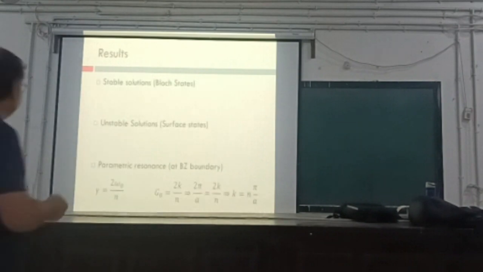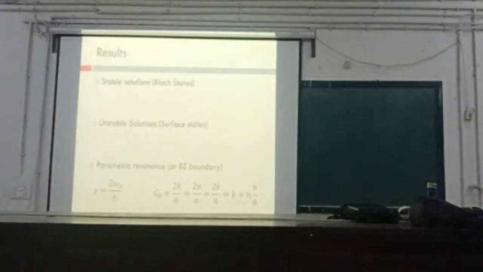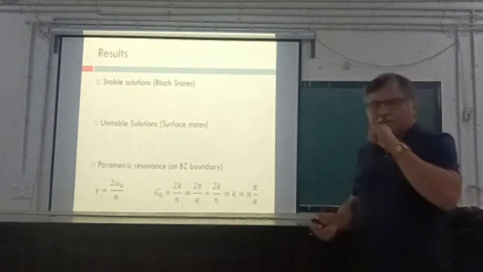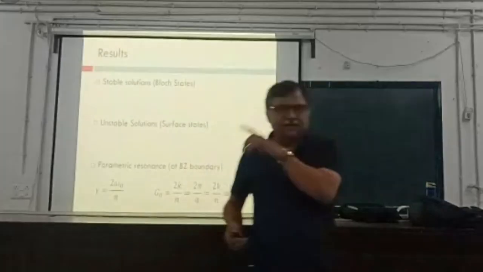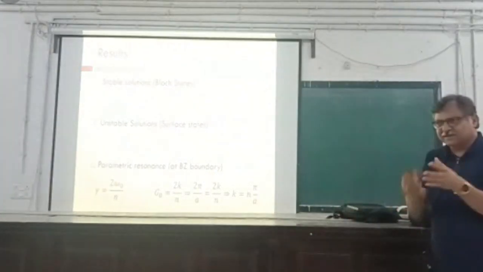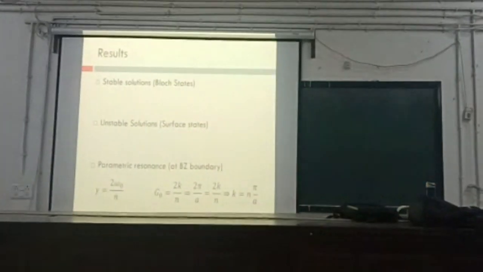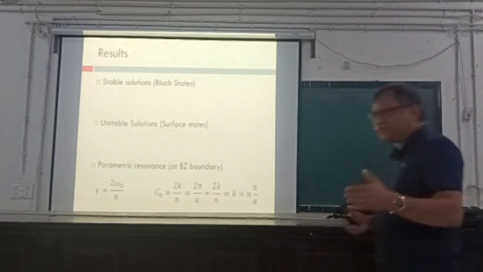I'll show you two different types of solutions. If you just do a little bit of mathematics, if you consult the book of Landau and Lifshitz, Mechanics, that series, you will see that there is a simple treatment to show that in this Mathieu oscillator you can get parametric resonance. It's not the normal forced vibration resonance.